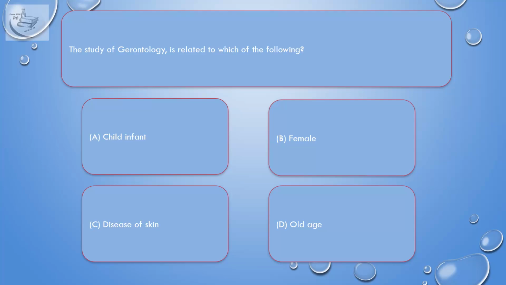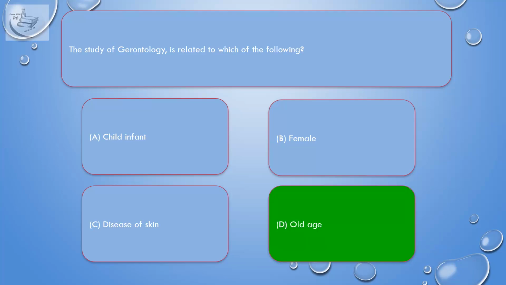Question: the study of gerontology is related to which of the following? A. Child infant, B. Female, C. Disease of skin, D. Old age. Correct answer is D. Old age.